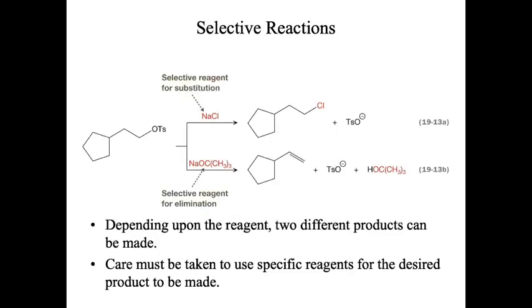Okay, so there's more of that table. This chapter also talks about selective reactions. We've seen selective reactions pop up before. If I want to run a substitution reaction.